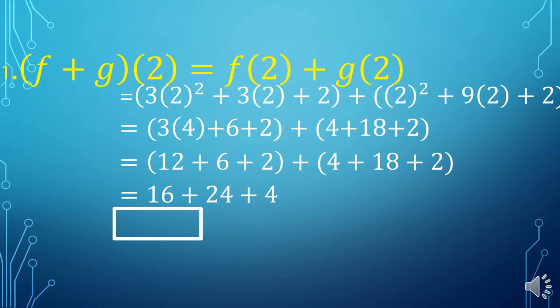3 times 2 to the power of 2 is equal to 3 times 4, plus 3 times 2 is equal to 6. Copy positive 2. Plus 2 to the power of 2 is equal to 4. 9 times 2 is equal to positive 18. Copy positive 2. 3 times 4 is equal to 12. Copy positive 6 and positive 2. Plus, bring down positive 4, positive 18, and positive 2.